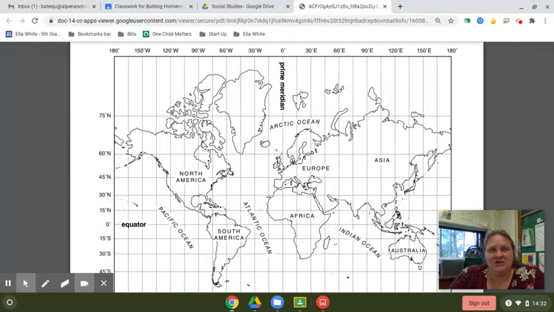Remember, projection is a system for mapping the round Earth on a flat surface. And remember, a Mercator projection map is helpful for finding locations, but it makes the North and South Pole seem larger.